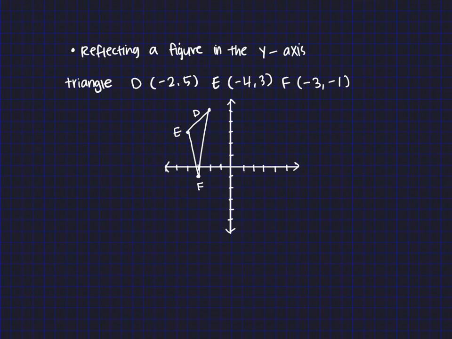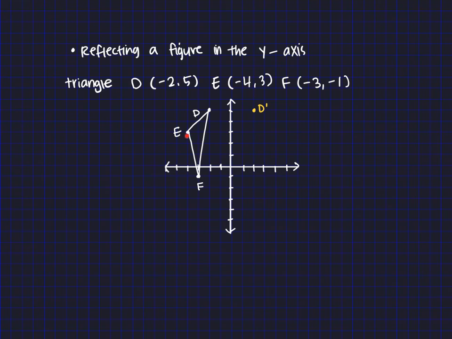So we're going to find the triangle D prime, E prime, and F prime by finding the distance from D to the y-axis. So this is going to be the line of reflection, and we're going to see how far each point is going to be from the line of reflection. So we're going to see D, which is right here, and it's 2 units from the y-axis, so I'm going to go 2 units away from the y-axis on the opposite side, and I'm going to label it D prime.